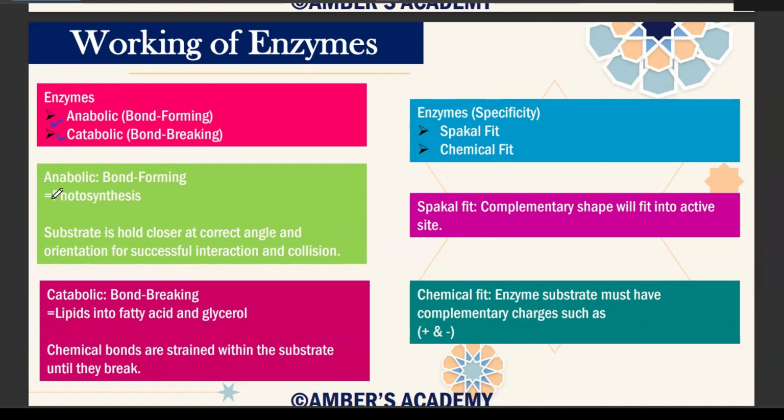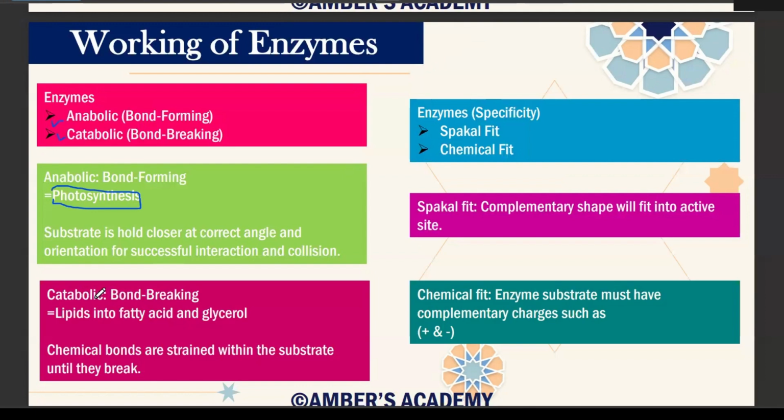Then, as an example you can remember, anabolic reactions are bond forming, and the example for anabolic reactions is photosynthesis. And you should also know that we need to hold the substrate at a particular angle and orientation so that a successful interaction between substrate and enzyme can take place and the enzyme substrate complex can be made.